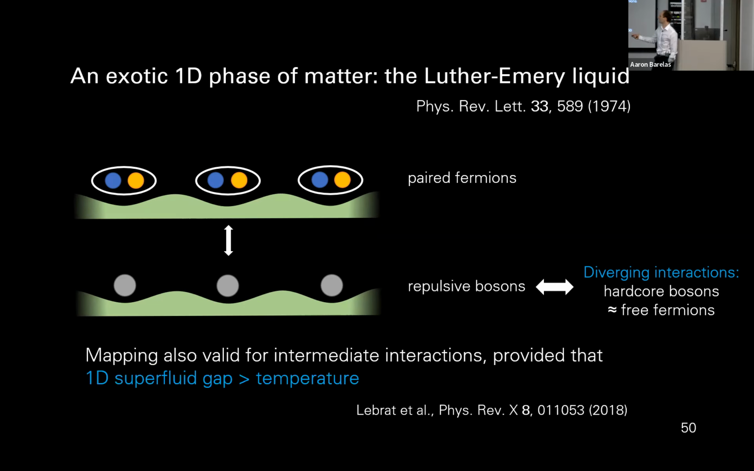That mapping, in general, is valid also for intermediate interactions where pairs are strongly overlapping with each other, and the mapping is only valid in the case where you're essentially freezing your spin degree of freedom, and that only occurs when temperature is smaller than the one-dimensional superfluid gap in the 1D wire, which is the regime that we are looking at in the experiment.